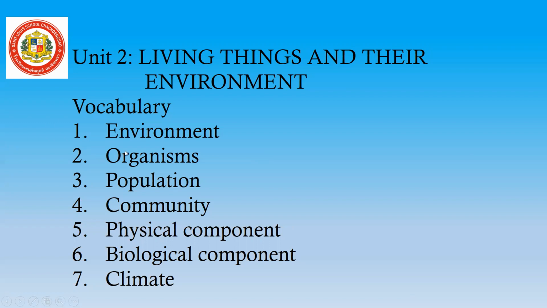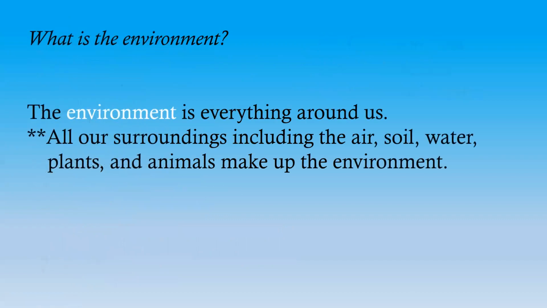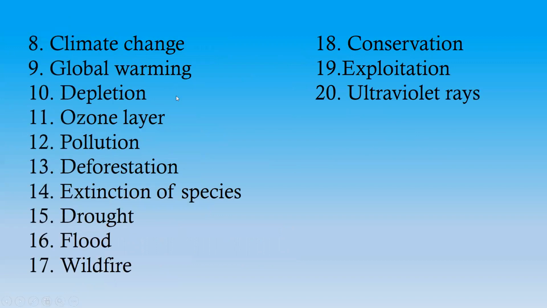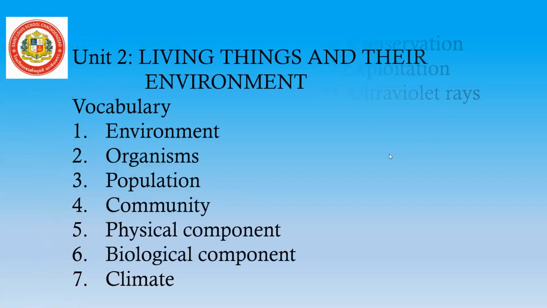Okay, let's read together. Environment, organisms, population, community, physical component, biological component, climate, climate change, global warming, depletion, ozone layer, pollution, deforestation, extinction of species, drought, flood, wildfire, conservation, exploitation, ultraviolet rays.